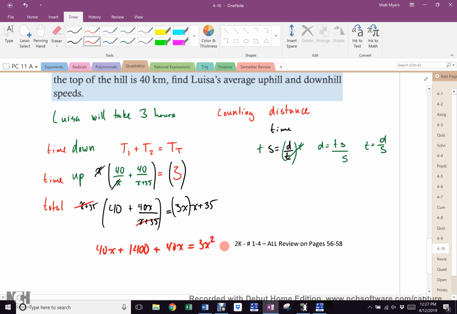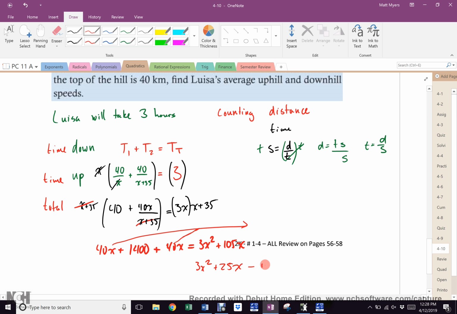3x squared plus 105x. Now, what do you see there? You see like terms. What are you going to do? I would tidy it up right now, yeah? 3x squared. Bring over how much? How many x's? Once they come over, what do they become? Negative. What's 105 minus 80? Plus 25x.